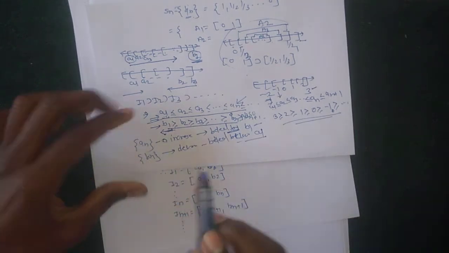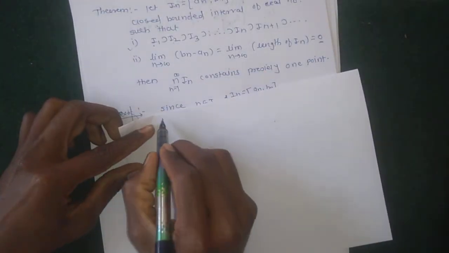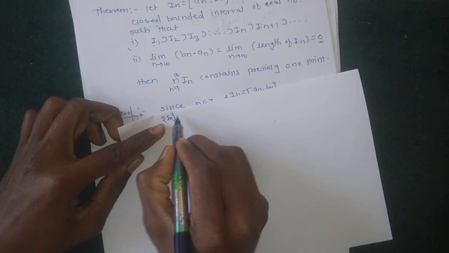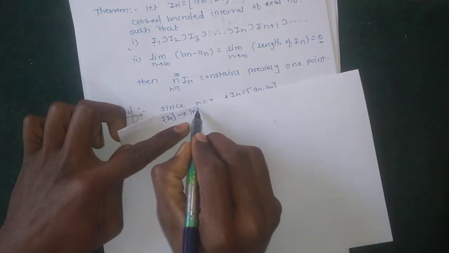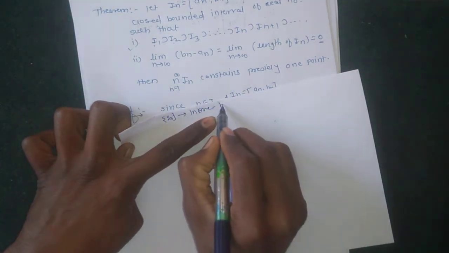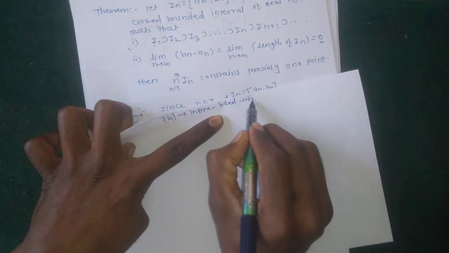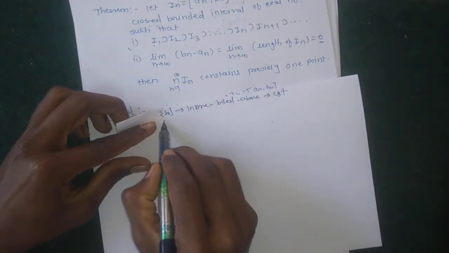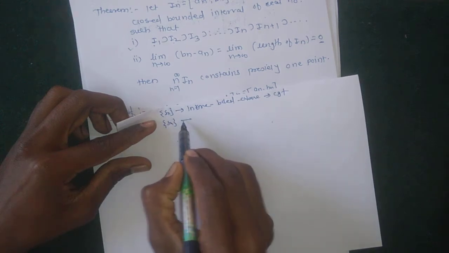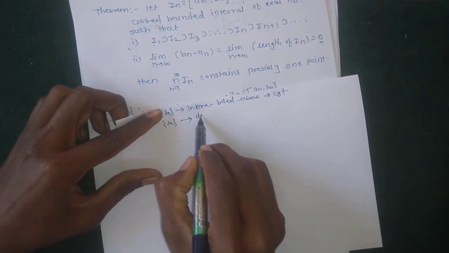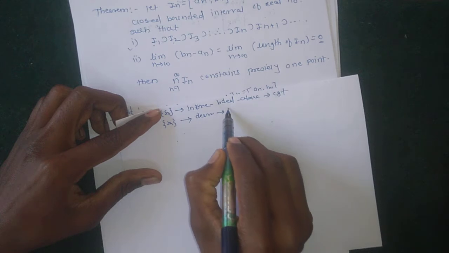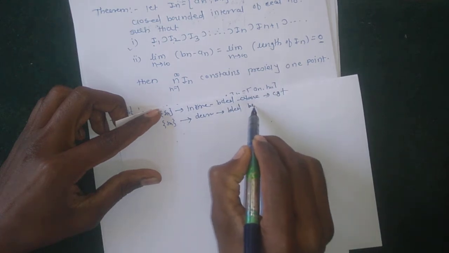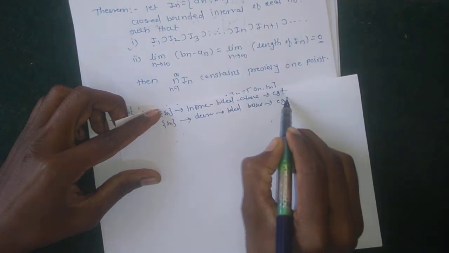Therefore, by the result, if a sequence Sn is an increasing sequence and bounded above, then it is a convergent sequence. And if a sequence Sn is a decreasing sequence and bounded below, then it is also convergent.